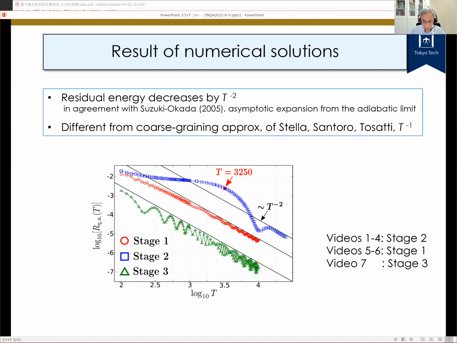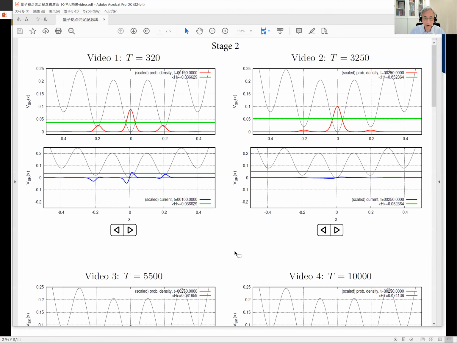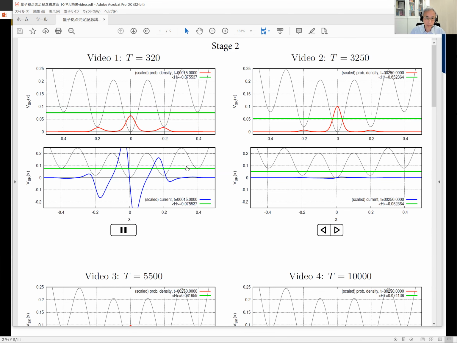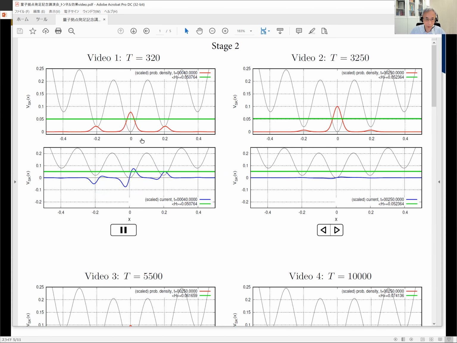And let's see what happens dynamically as a function of time. So for instance, in stage 2, at a relatively short annealing time, 320, this red curve denotes the probability distribution, and this thin green-black curve is the potential. And this light green indicates the instantaneous energy. So as the energy decreases, the probability at the central valley increases.